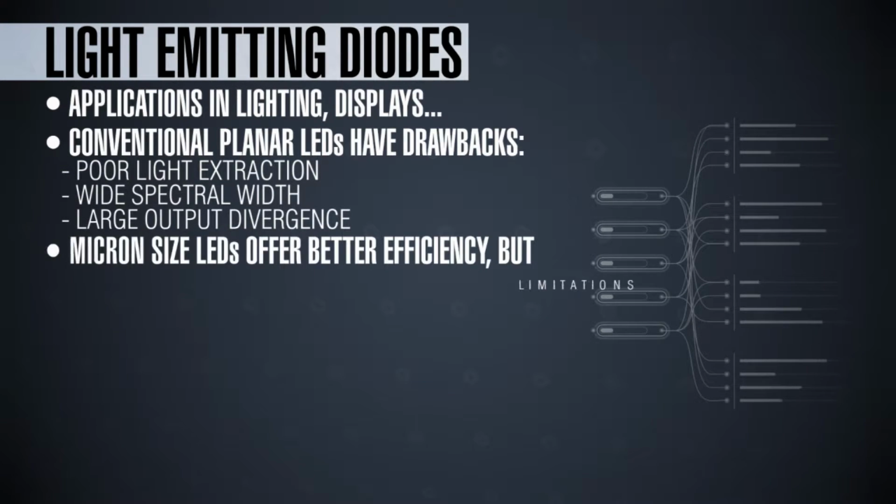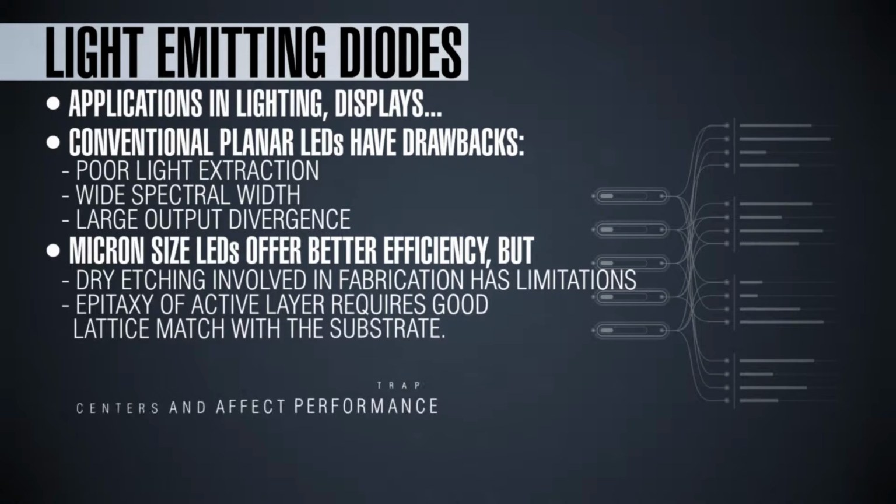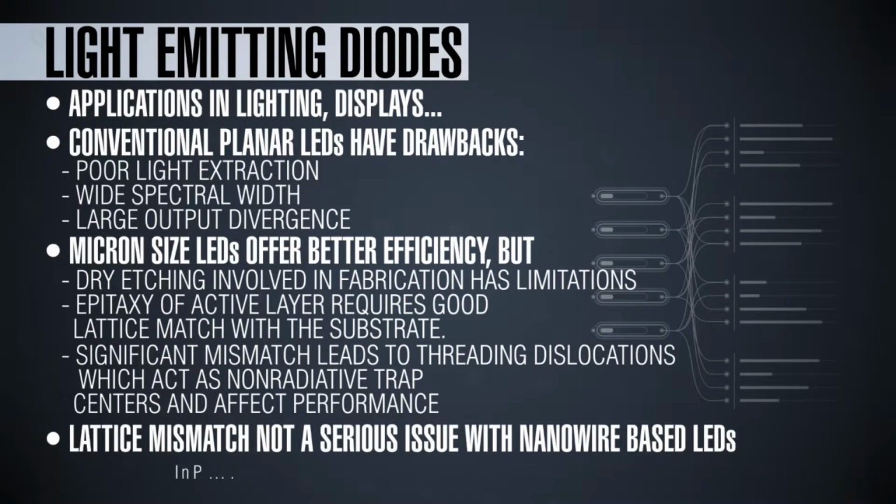Conventional LEDs are planar. They do have some drawbacks, such as poor light extraction. The spectral width is pretty wide. The output tends to diverge a lot. So people started making micron size LEDs. They generally offer better efficiency, but there are some issues with that as well.